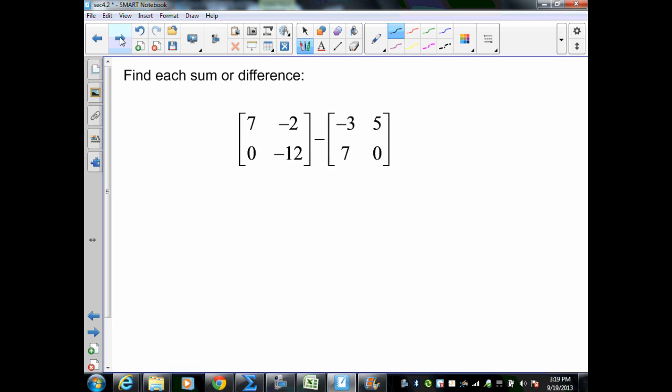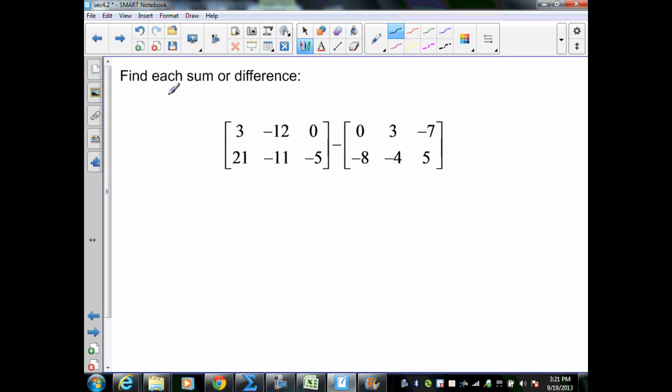Again, we want to find the sum or difference. These are both a 2 by 2 matrix, so therefore we can perform that operation. And I set up my matrix. 7 minus a negative 3, that's 7 plus 3, which is 10. Negative 2 minus 5, which is going to give me a negative 7. 0 minus 7 is again a negative 7. And a negative 12 minus 0 is a negative 12.